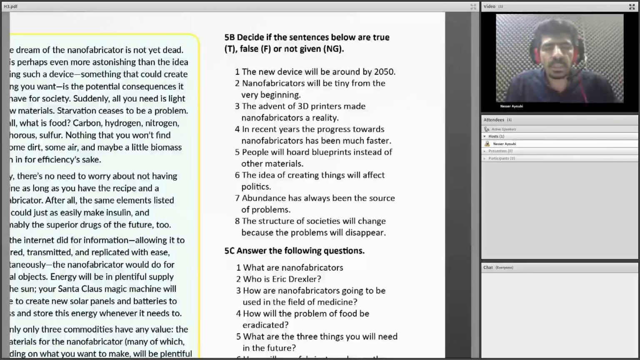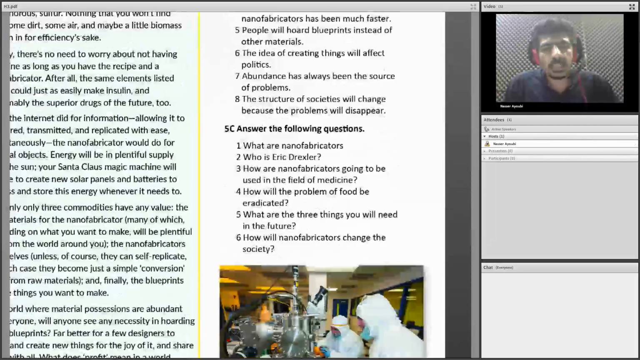Number 6, the idea of creating things will affect politics. That is true. Number 7, abundance has always been the source of problems. That is false. And number 8, the structure of societies will change because the problems will disappear. That is true. Part C.